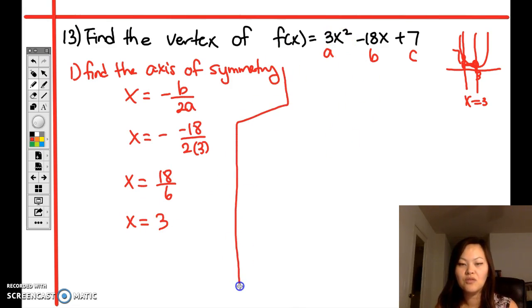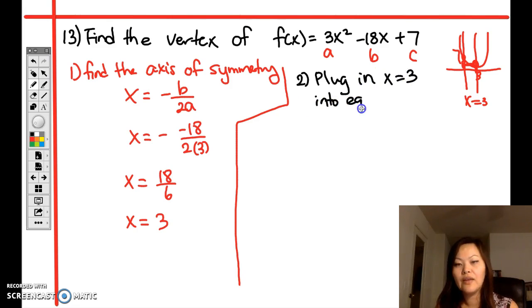I'm just going to go ahead and draw some crooked lines over here. My second step is to plug x equals 3 into the equation. And that's how you find your vertex. So there you go, let's just do it. I'm going to use blue because it looks better.